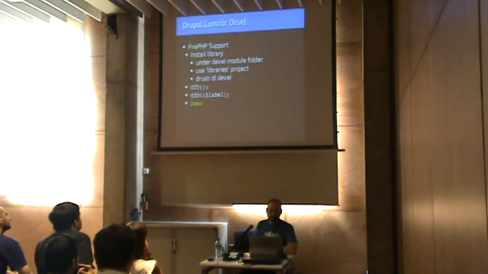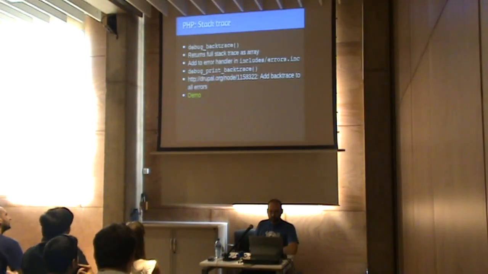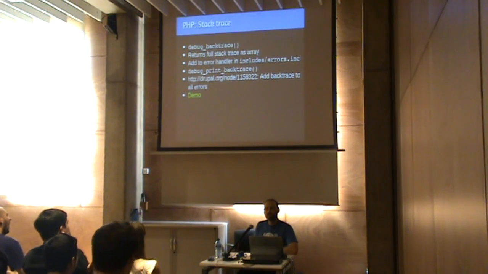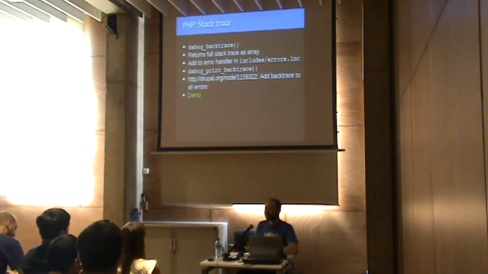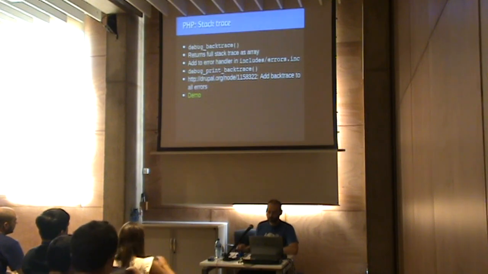This is stack trace. So basically what I just explained with dfbt. If one function calls the other one and that calls another one, that's called a stack trace. PHP has a function: if you call debug_backtrace anywhere in your code, it will give you back an array which will have each line of code and where it was called, etc., up till the start of your request.